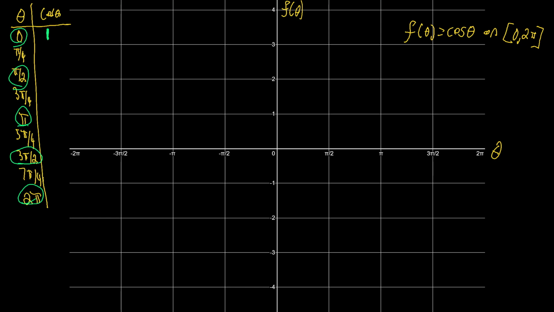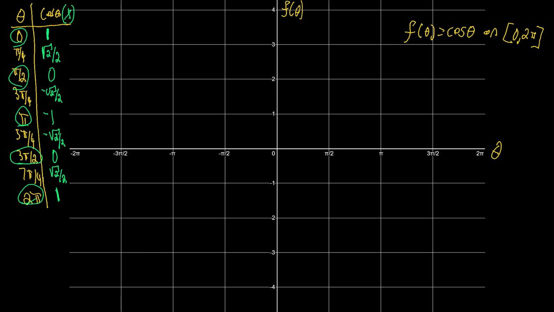Pi over 4, so it's going to start getting shorter, but still be positive. So it'll be your root 2 over 2. At pi over 2, we're at 0. At 3 pi over 4, we're at negative root 2 over 2. At pi, we're at negative 1. At 5 pi over 4, we go back to negative root 2 over 2. At 3 pi over 2, we're back to 0 again. Then we go to positive root 2 over 2, and then we go to 1 again. So that's what our cosine is going to look like. And remember that this is just your x values. So just go look up your x values for all your thetas on your unit circle, and you'll see that that's what it is.